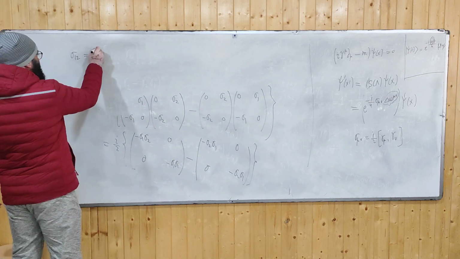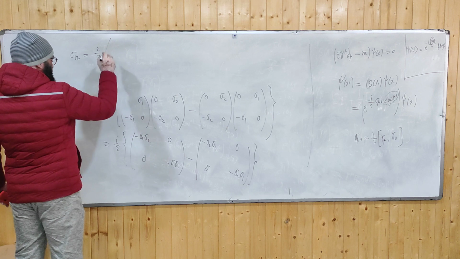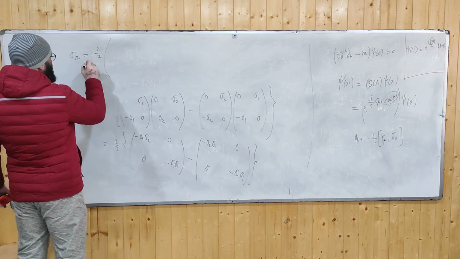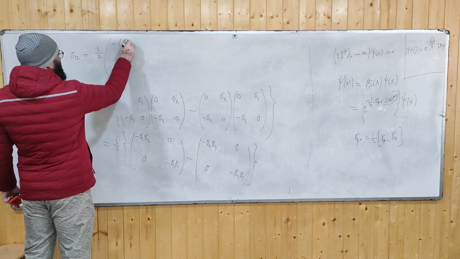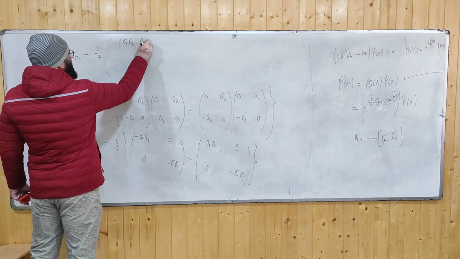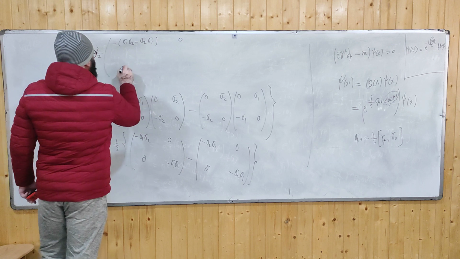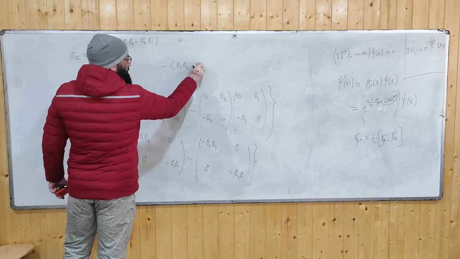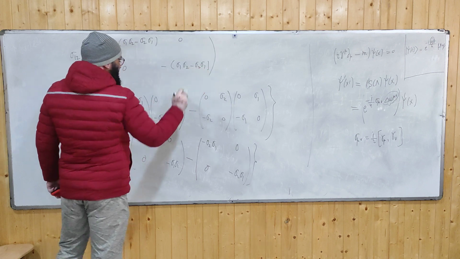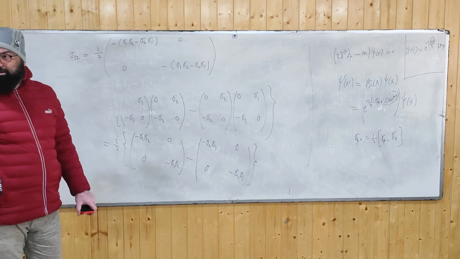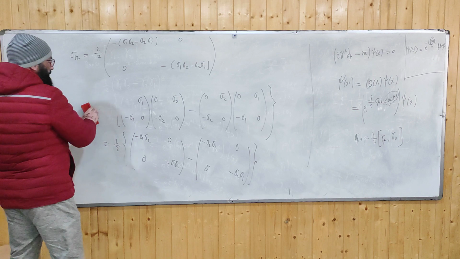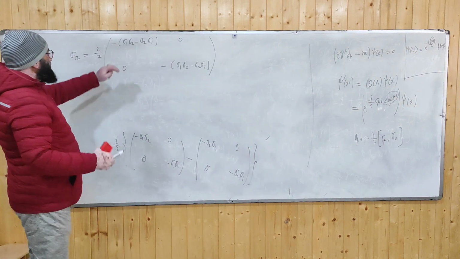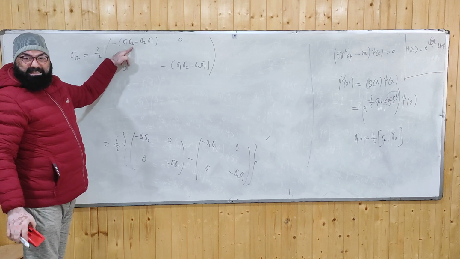So let's write it. It is i by 2. So it is simply minus, I will take out, minus sigma 1, sigma 2, minus sigma 2, sigma 1, 0, 0, minus sigma 1, sigma 2, sigma 1. Clear? Got it? So now tell me, what is the commutator between sigma x and sigma y?